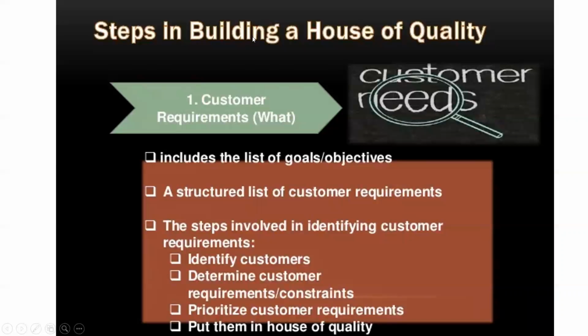Okay, so what are the steps to build the house of quality? At the column part is the customer requirement, we call it what the customer wants. So it includes the goals, the objective. Customer requirement is the identified customer requirement information. Okay, the requirement is what we put at the what.